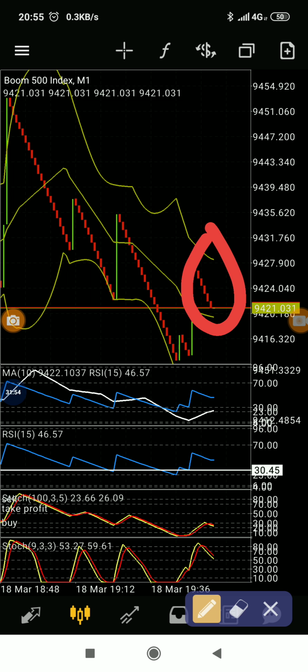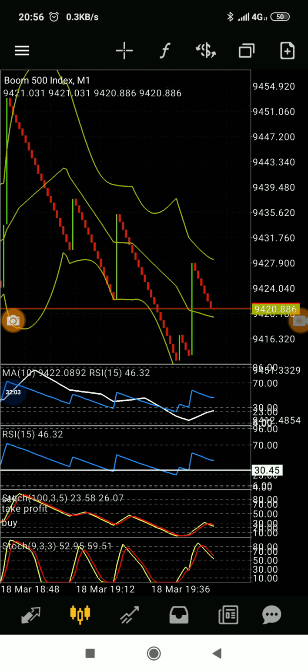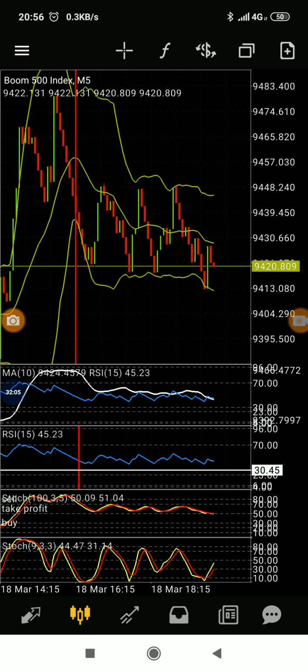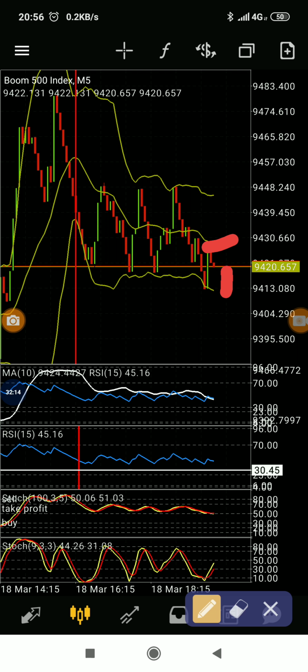telling you that the sell will go for long because it is going from the upper Bollinger Band to the lower Bollinger Band. But in 5 minutes it is telling you another thing, that the sell is almost over because it is coming from the middle Bollinger Band just to the lower Bollinger Band. That means the spike is still coming.